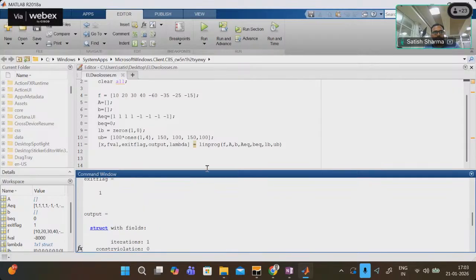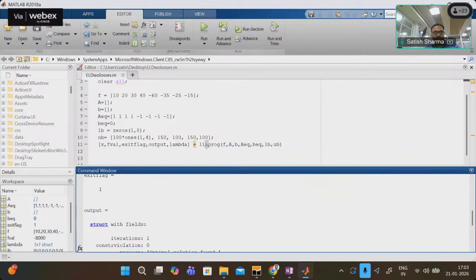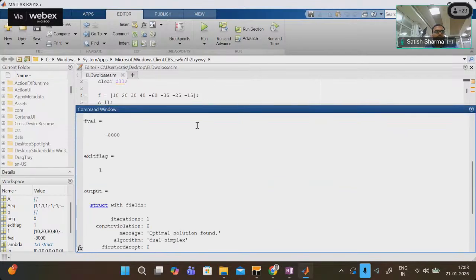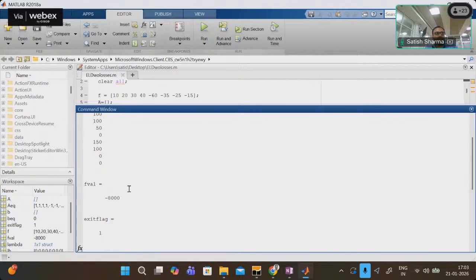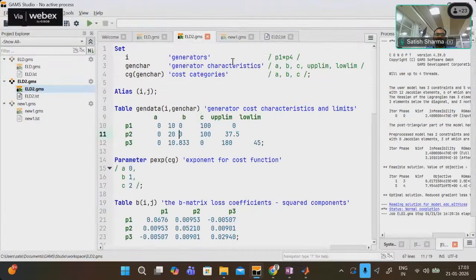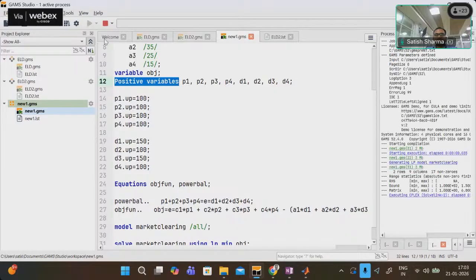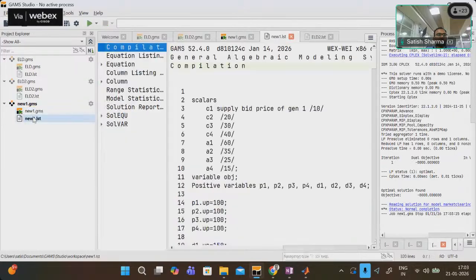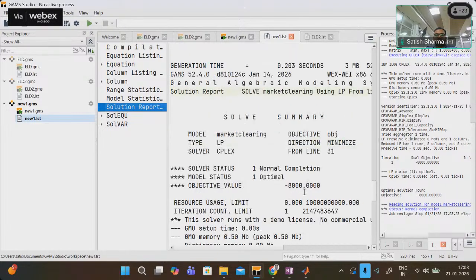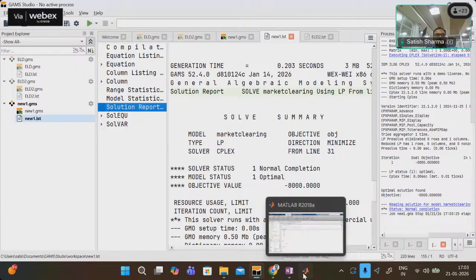If you see here in the command prompt, I have kept it open. So x value was 8,000, what we obtained in GAMS as well. If we solve this one, run it, and look at the LST file, solution report, it was minus 8,000. So obviously we are getting the same result here as well.